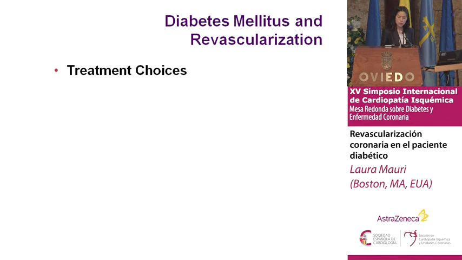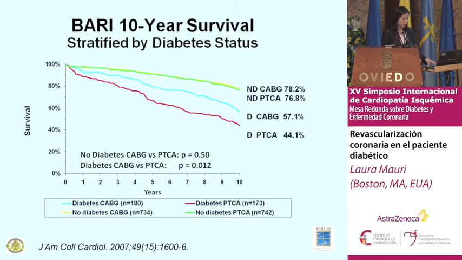So to move on to the next question then, when we do choose to perform revascularization, whether it's for those patients with symptoms or those patients with acute coronary syndromes where there may be a more profound benefit, what are the treatment choices that we can compare? Obviously, PCI and bypass surgery can be compared, and they have been compared head-to-head in several trials.